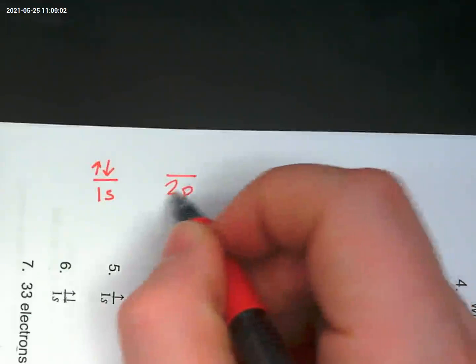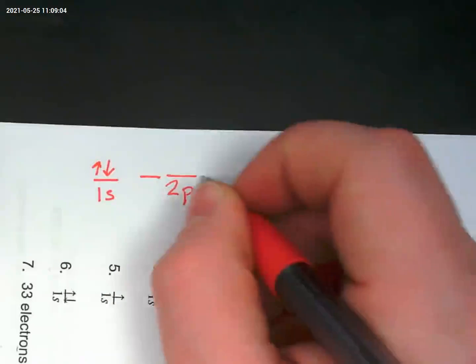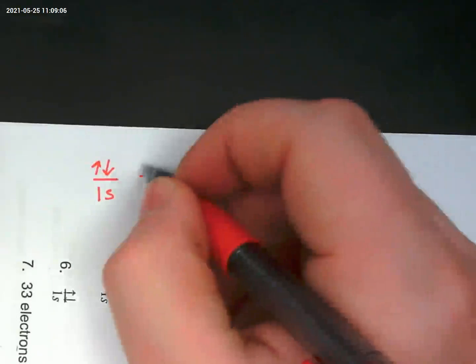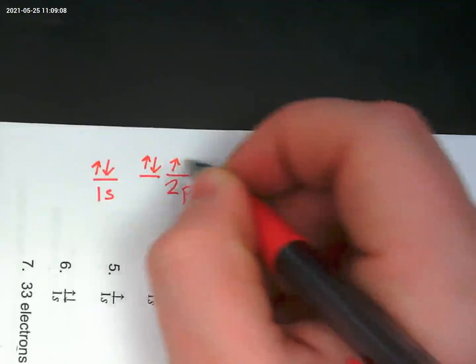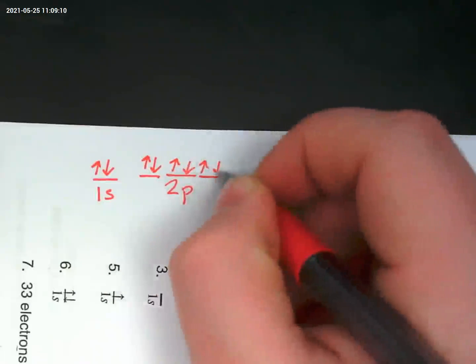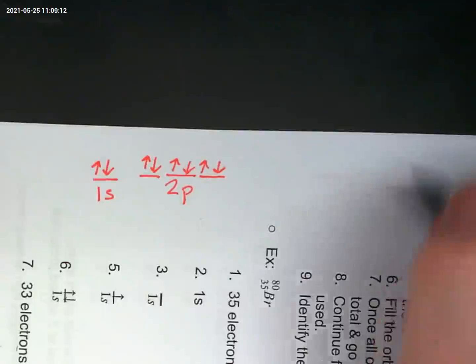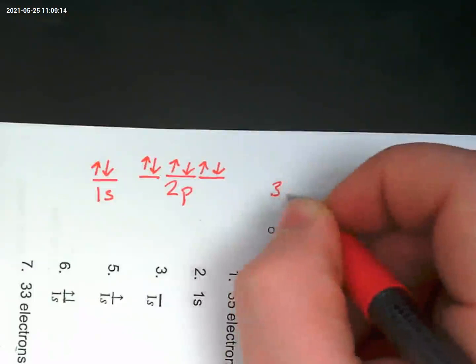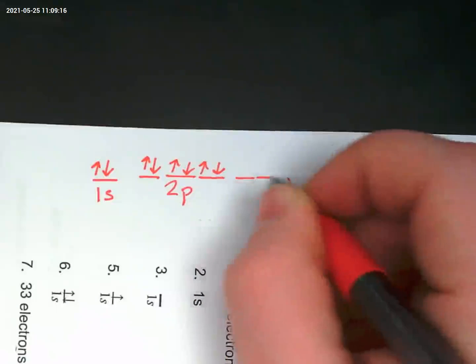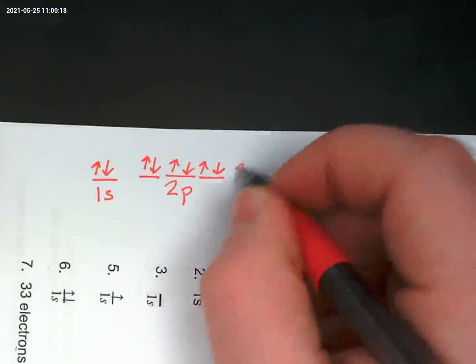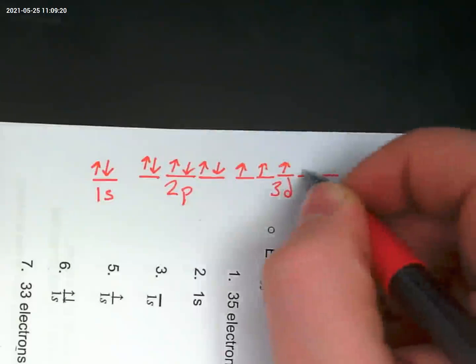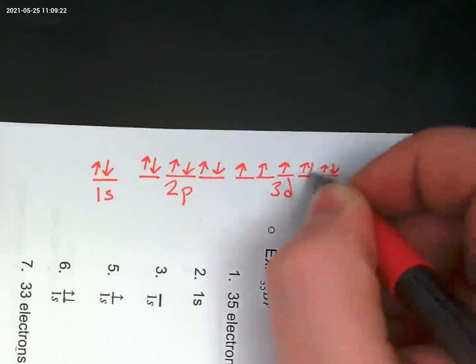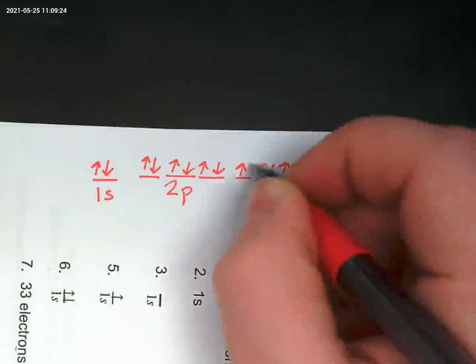Now this is not in order. I'm just showing if it was p, because this could be any p. Any p is going to be 3 of them. Okay, and you'd fill it out like so, up spins and down spins. Here's 3D, 1, 2, 3, 4, 5, and then you'd fill them out like so. Again, this is not for calcium, this is just showing you what you do.